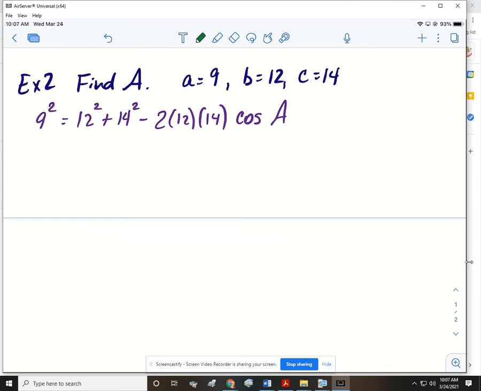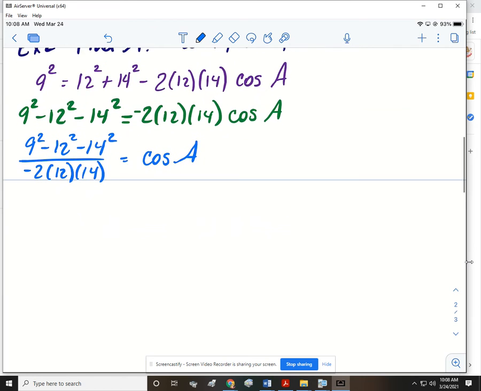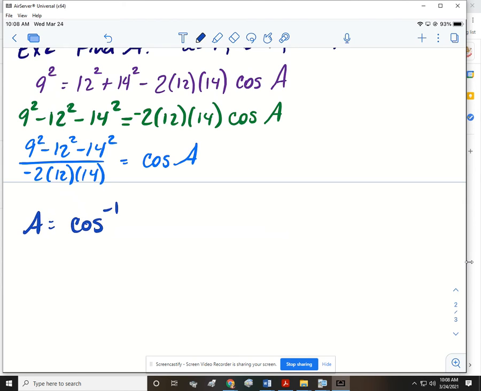So we have some things to do this time. First, I would move my 12 squared and 14 squared over with the 9. Oh, sorry, I left off my equal sign. Don't do that. Then to solve this, we would want to divide by what's being multiplied by the cosine. Then they might do different things here. We're definitely going to do that A is the inverse cosine, but they might play around with the sign. So I'm going to write this a couple of ways.